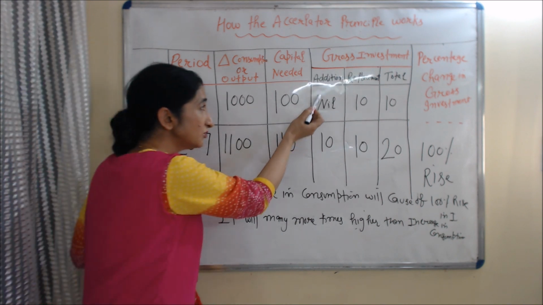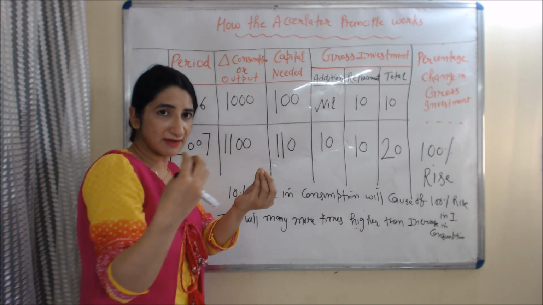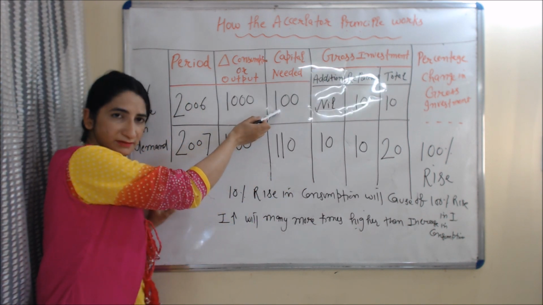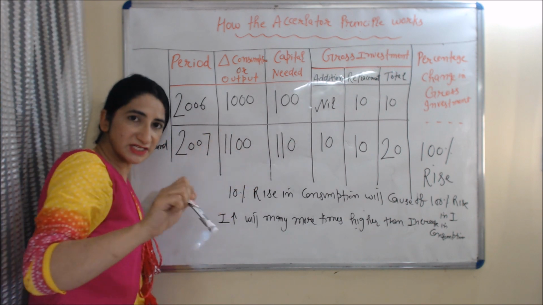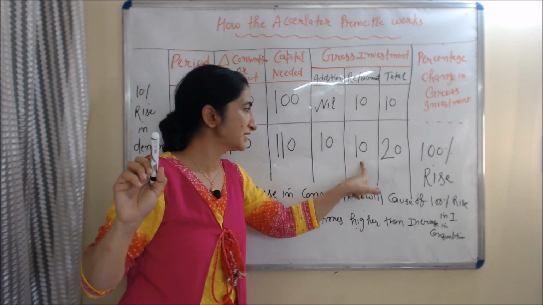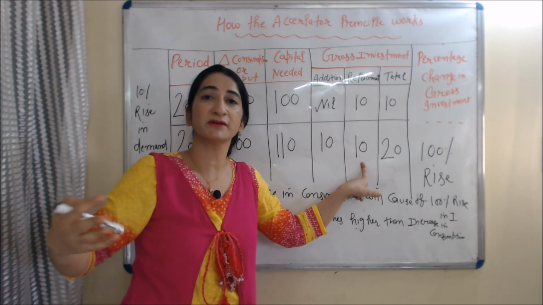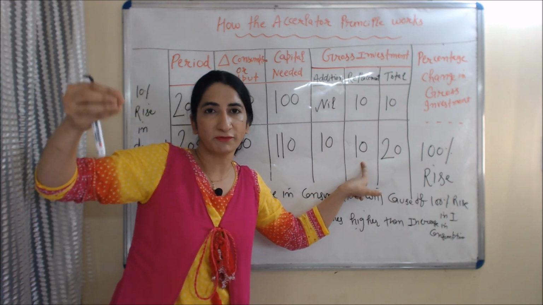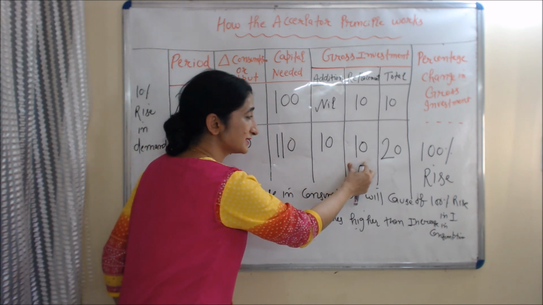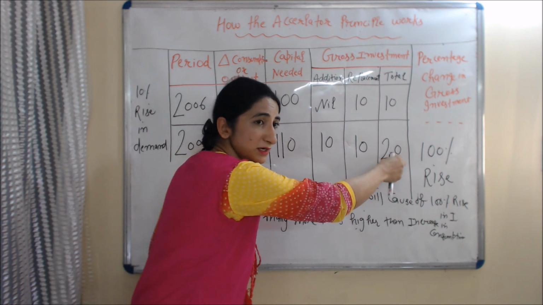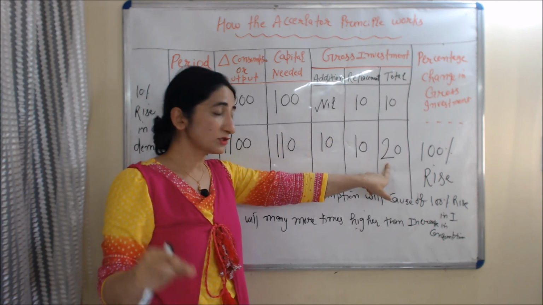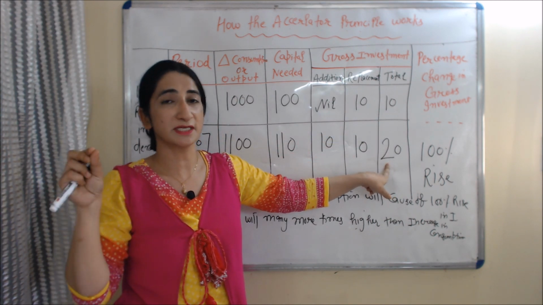Okay, in 2007 our additional investment is 10 because 110 minus 100 is equal to 10. That's why our additional investment is equal to 10. As we earlier assumed, our replacement investment is equal to 10 because every year we have to replace some amount of investment because of depreciation. Okay, additional investment plus replacement investment is equal to total investment. In 2006 our total investment is 10, but in 2007 our total investment is equal to 20.